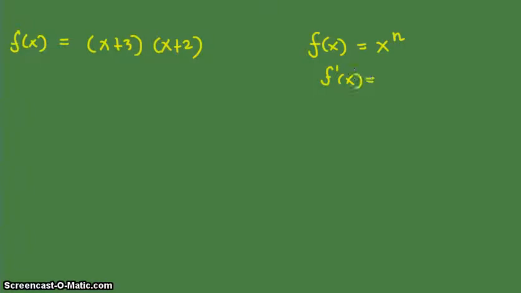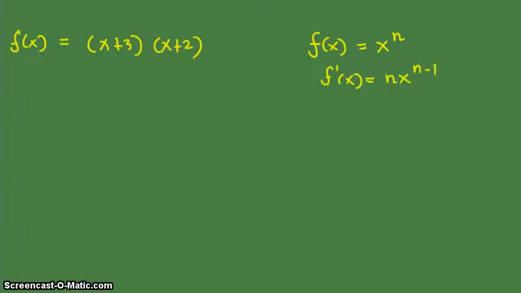Okay, so suppose we want to differentiate, say, this function: x plus 3 times x plus 2. So from the basic rule that if we have f of x is equal to x to the n, the derivative is equal to n x to the n minus 1.